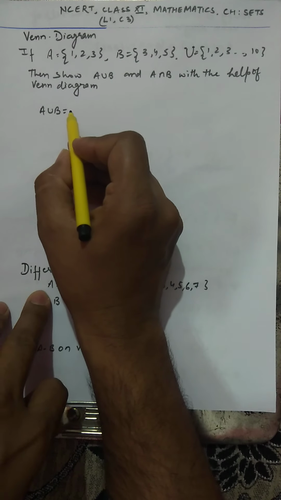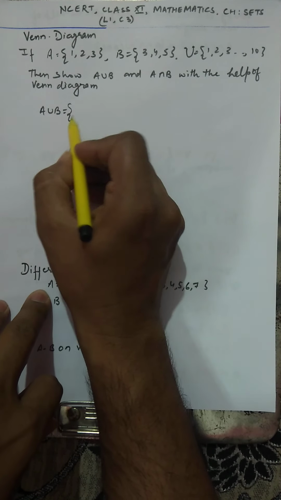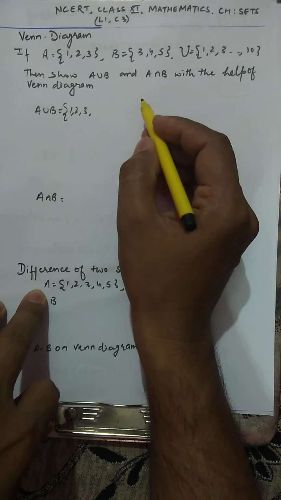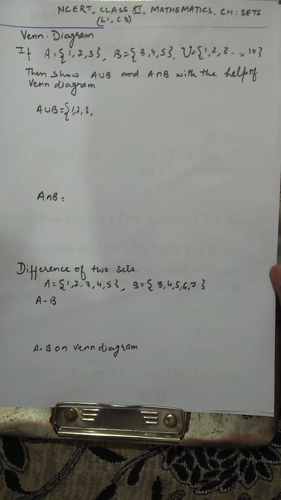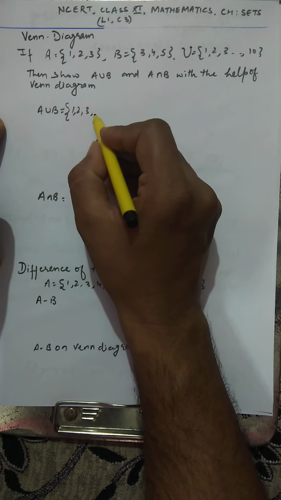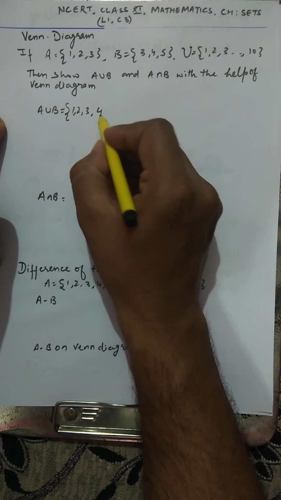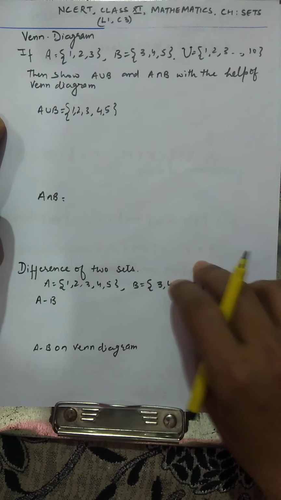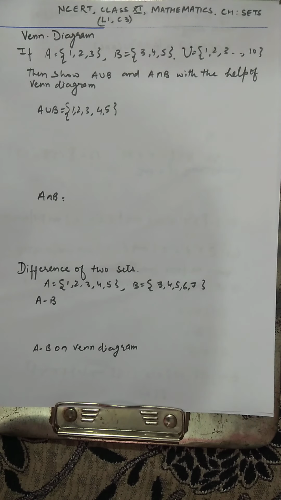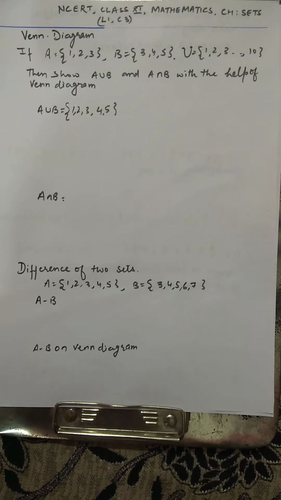You see A union B. A union B is you write all elements of A first, 1, 2, 3, and then we'll write all the elements of B, but they should not be in this set again. So this is 4 and 5. But how can I show this on a Venn diagram? The Venn diagram is a very important concept to understand.